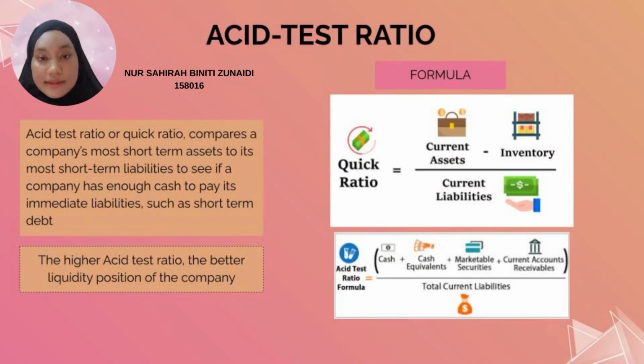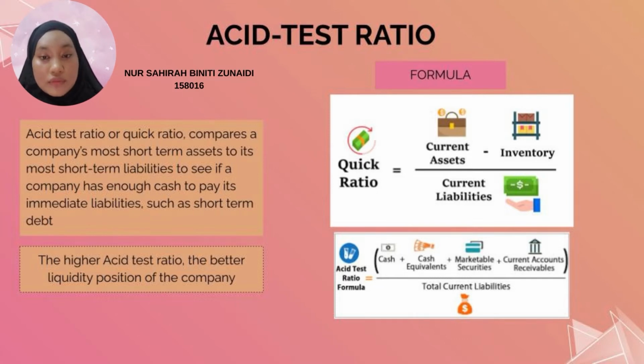So my topic is asset ratio. Asset ratio, or quick ratio, compares a company's more short-term assets to its short-term liabilities to see if a company has enough cash to pay its immediate liabilities such as short-term debt. So, the higher the asset ratio, the better the liquidity position of the company.